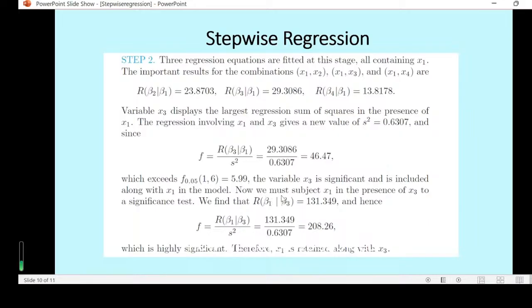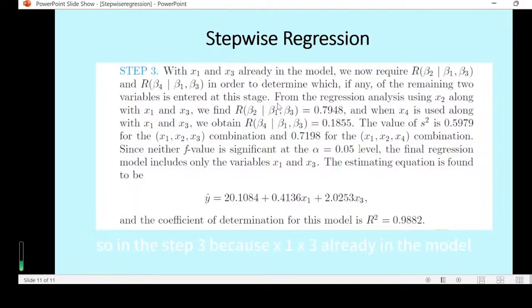Now we have to subject x1 in the presence of x3 to a significance test. Why? Because this is not a simple forward selection, because we use stepwise. Because we have added x3 in the model, we have to test x1 again here. So we test x1 using this form, and this is the test for F. So x1 is also significant with the addition of x3 in the model. So step 2 is completed, and both variables x1 and x3 are significant and have to be included in the model, right?